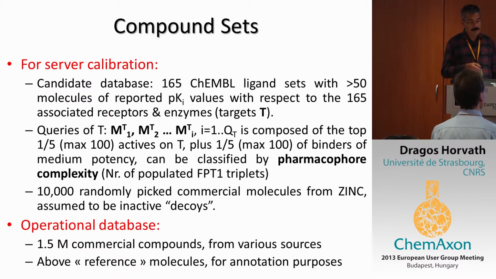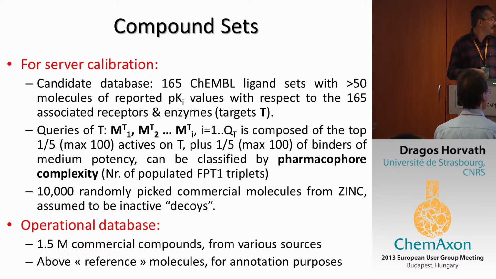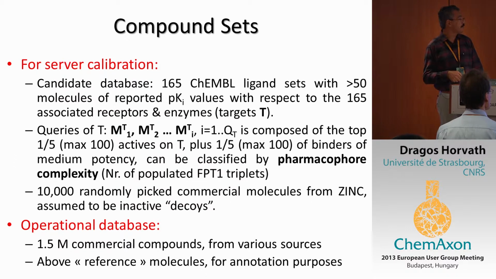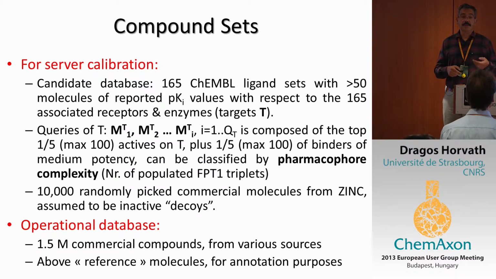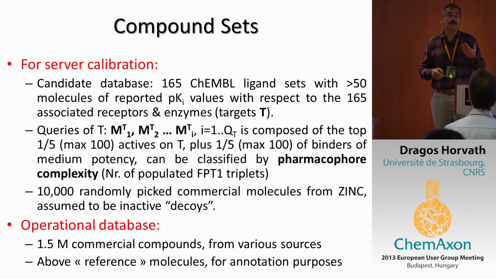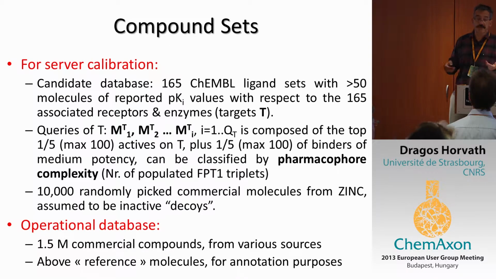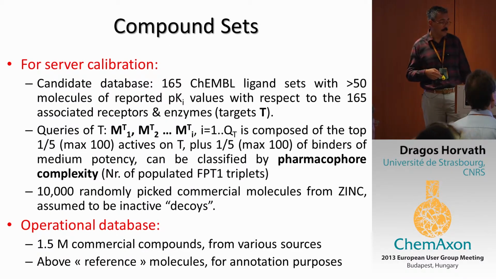And as far as the web server goes, today it exploits 1.5 million commercial compounds of various sources, but also includes the ChEMBL subsets as a pool of reference molecules for annotation. You're always happy when you start with an NK1 inhibitor and then manage to fish out other known NK1s, because it gives you confidence that the others might be actives as well.